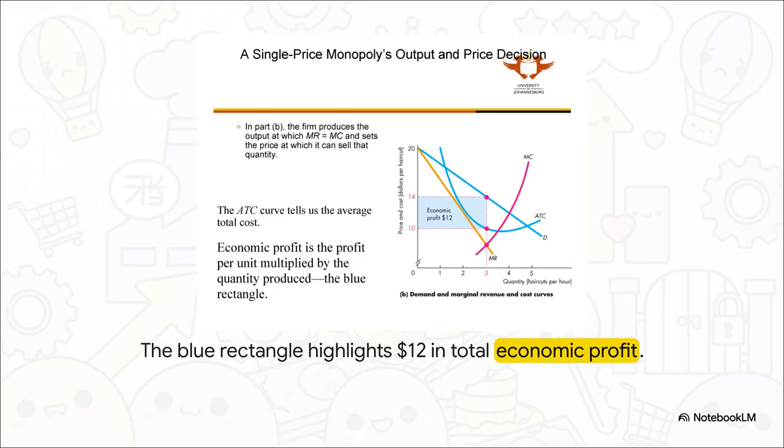Now, the fun part, calculating the winnings. I want to guide your eyes to that beautifully highlighted blue box. To figure out the actual profit, we need the average total cost, the ATC curve, which is that light blue swooping line you see. At a quantity of 3, the ATC is exactly $10. So they're charging $14, but it only costs them an average of $10 to produce. That leaves a sweet $4 profit per haircut. Multiply that $4 profit by the 3 haircuts they're producing, and you get exactly $12 in total economic profit. And that is represented perfectly by the area of that blue rectangle. That right there is the architecture of monopoly profit.